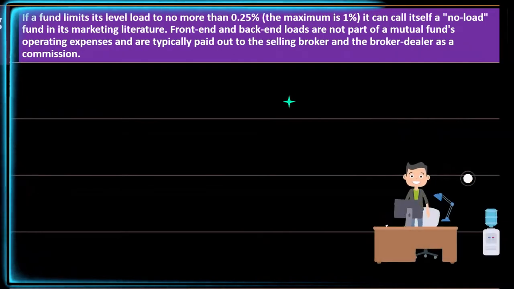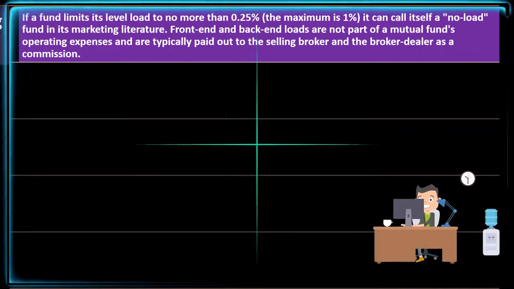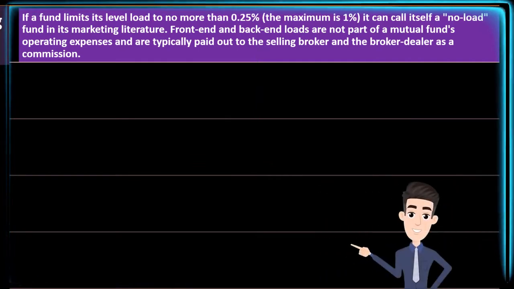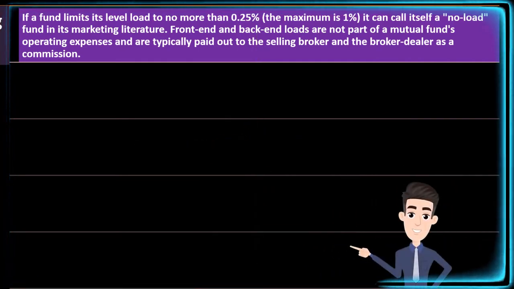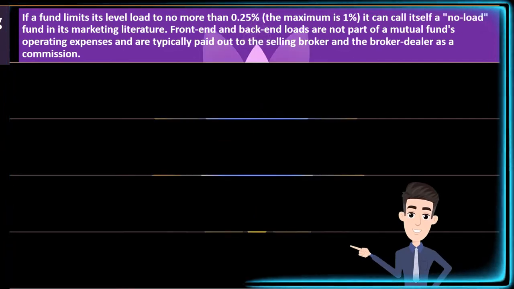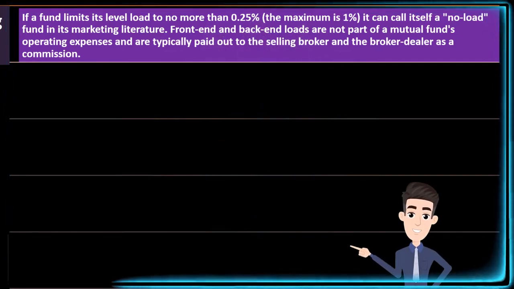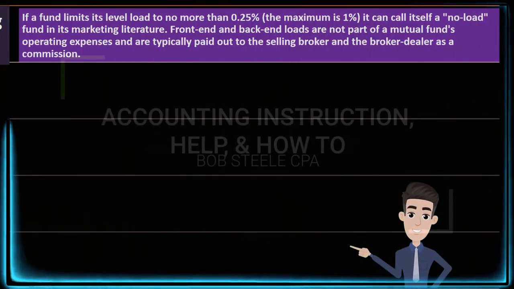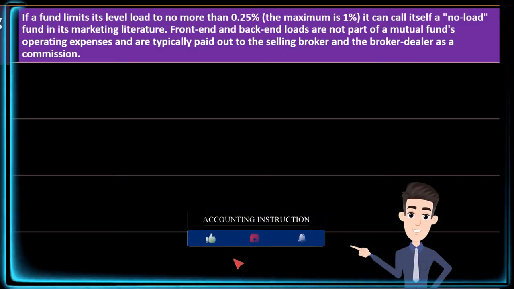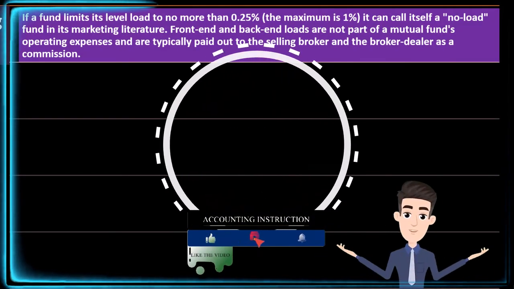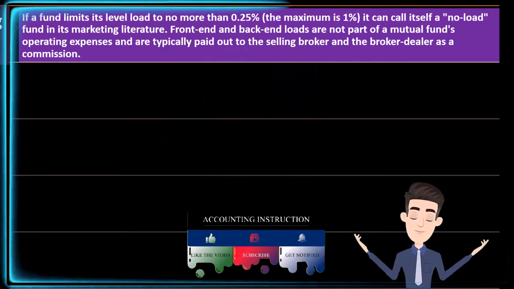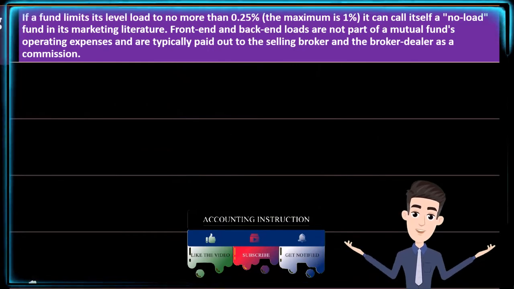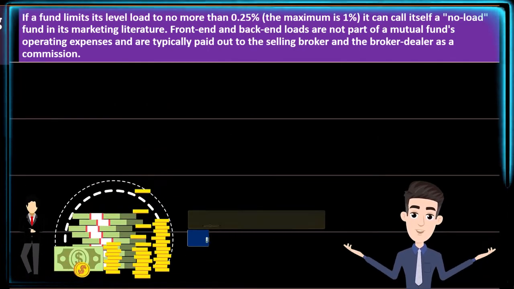If a fund limits its level load, that's the one that goes as you're holding the fund, to no more than, I'm sorry, 0.25%, with the maximum being 1%, it can call itself a, quote, no load, end quote, fund in its marketing literature. I love that term, marketing literature. It's like a novel or something. But in its marketing literature, it's going to be the no load. That's, once again, 0.25%. So front-end and back-end loads are not part of a mutual fund's operating expenses and are typically paid out to the selling broker and the broker dealer as a commission.